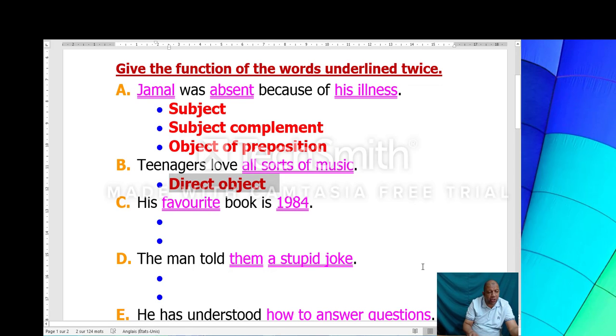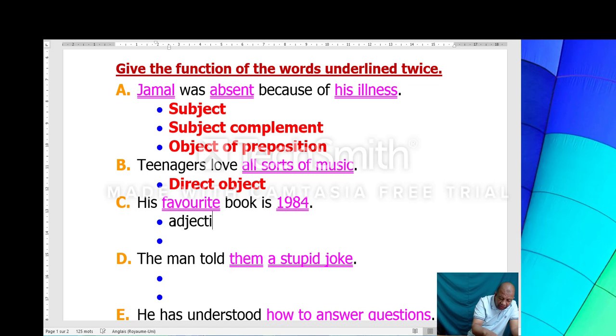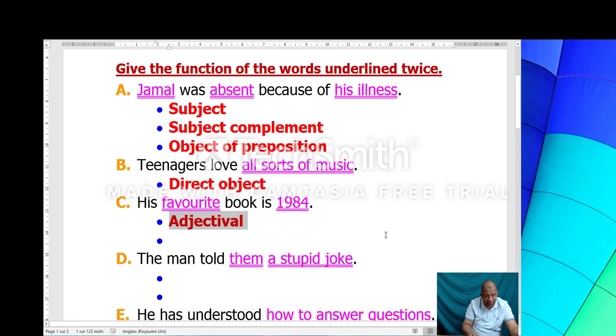His favorite book is 1984. So favorite is an adjective in nature. Whenever we have an adjective before a noun, it becomes adjectival in function, always in function. An adjective before a noun is called adjectival.